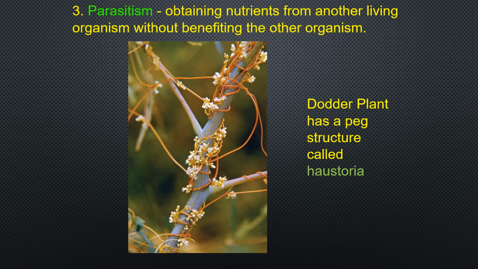A third method is parasitism. So parasitism is obtaining nutrients from another living organism without benefiting that other organism. So it's slightly different than a symbiotic relationship. And the dodder plant is like the prime example. It has a peg structure called a haustoria, and essentially what it does is it works like a hypodermic needle, and it fits right into the vascular tissue of the plant that it is attaching to, and just takes the nutrients directly from it.